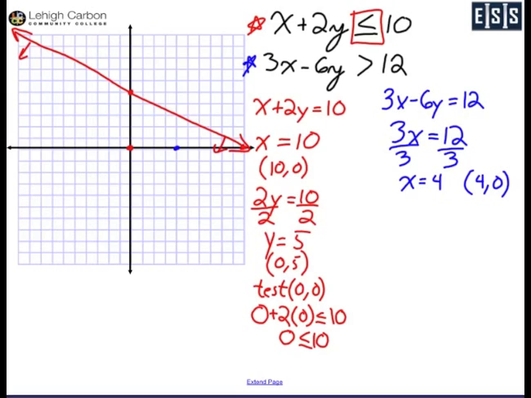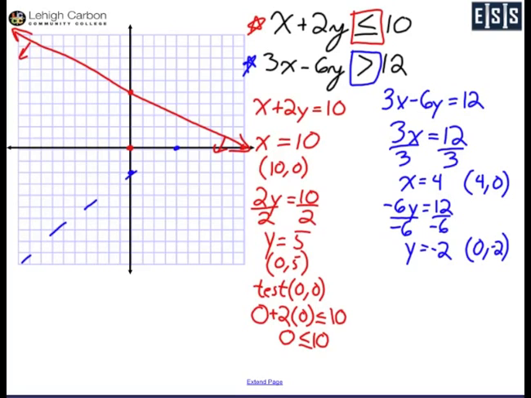Y-intercept, I let x be 0. 3 times 0 is 0, goes away. Negative 6y equals 12. Divide by negative 6. I get y equals negative 2. So my y-intercept is 0, negative 2. Now this time, if I look at my initial inequality, I had greater than. There's no or equal to, so this is going to be a dashed line.